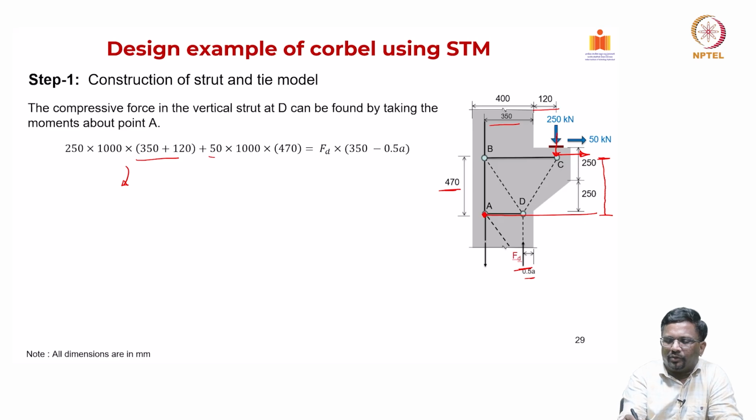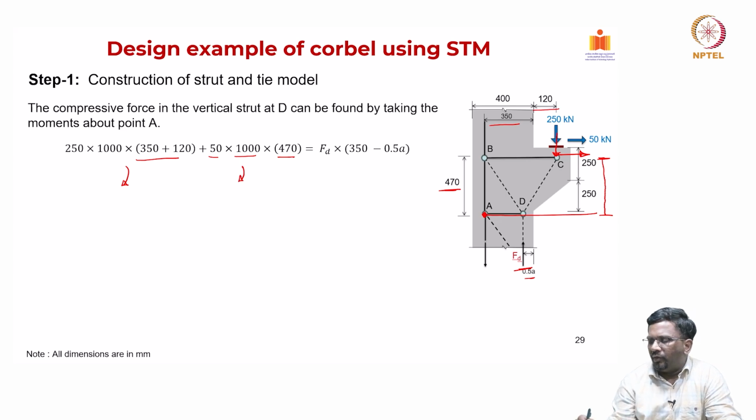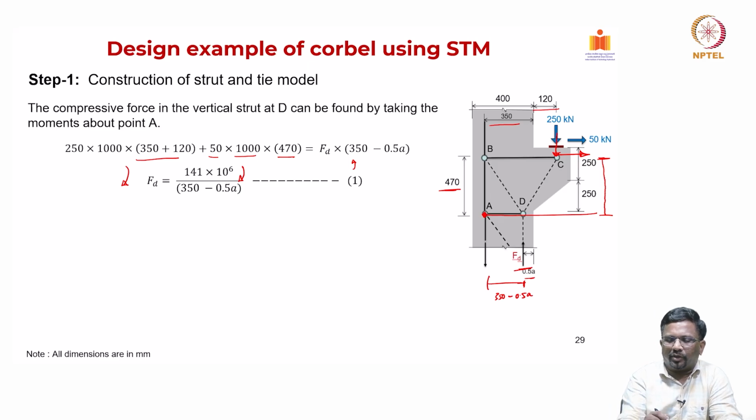Now, 50 kilonewton is multiplied by 1000 to convert to Newton, and then the lever arm is this. This is again producing a clockwise moment. Now, you can see that FD is going to produce an anti-clockwise moment, so I am putting it on this side. You sum them up. It is going to be FD multiplied by this distance, which is 350 minus half of A. So, you substitute that and you get a value for FD in terms of A.